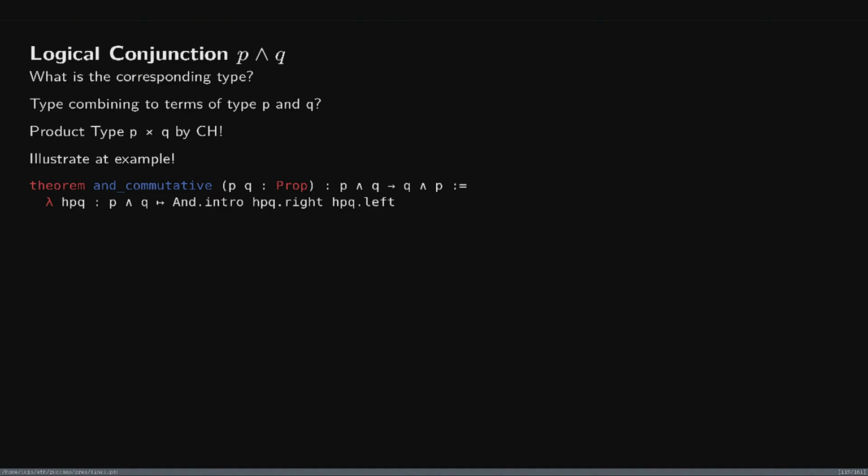And now all we need to do is construct Q and P, and therefore we just call the AND constructor and swap the two. So on the left-hand side, we have HPQ.right, and on the right-hand side, we have HPQ.left. And this is a proof. This type checks, and therefore Lean is okay with this proof.